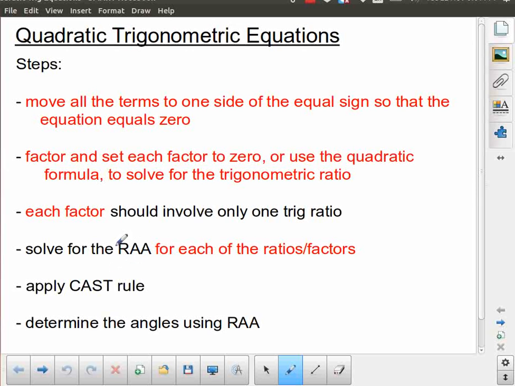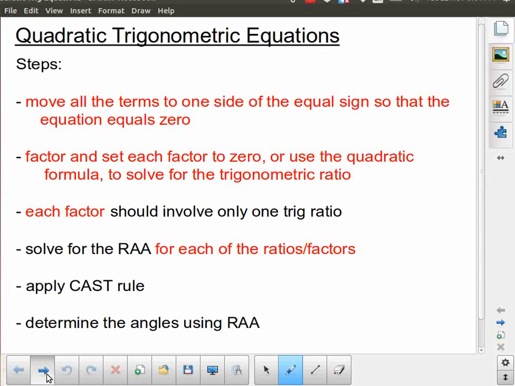Then we get into some very typical solving of linear equations. We solve for the related acute angle. It's just we have to do that for every ratio or factor that we have. We apply the CAST rule, and then we take a look at any restrictions on the domain. That's going to tell us how many angles we have, and then we determine our angles themselves.